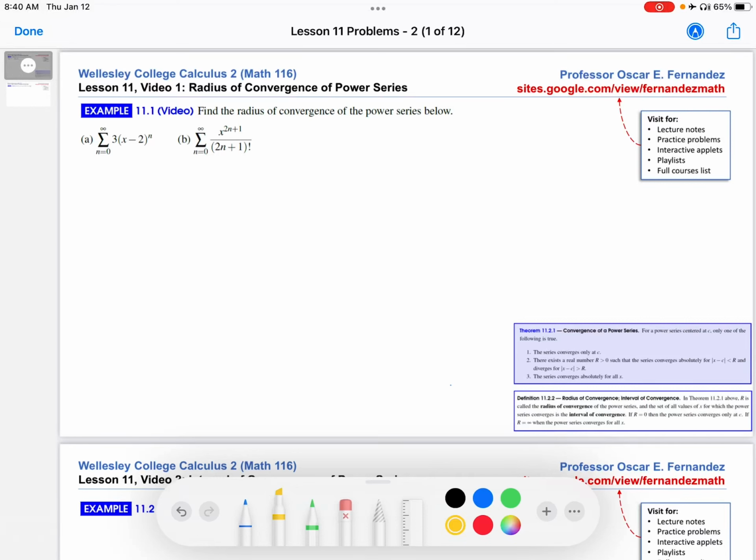Hi, this is Professor Fernandez, and in this video we are going to work out an example of the radius of convergence of power series. This example comes from the notes for lesson 11. You can find those on this site, and you'll find these other resources there as well.